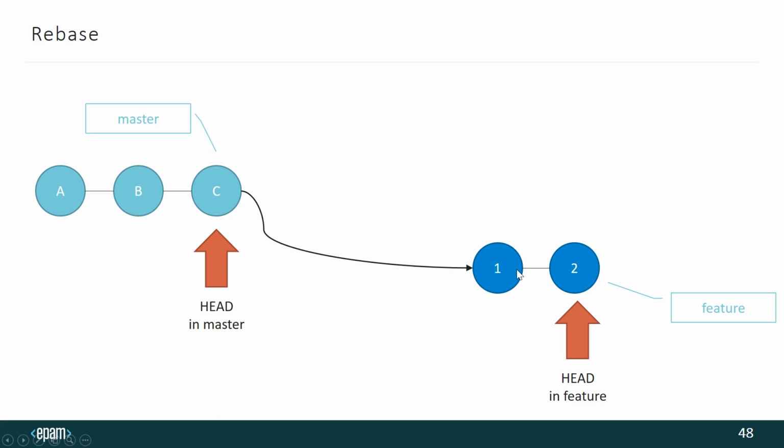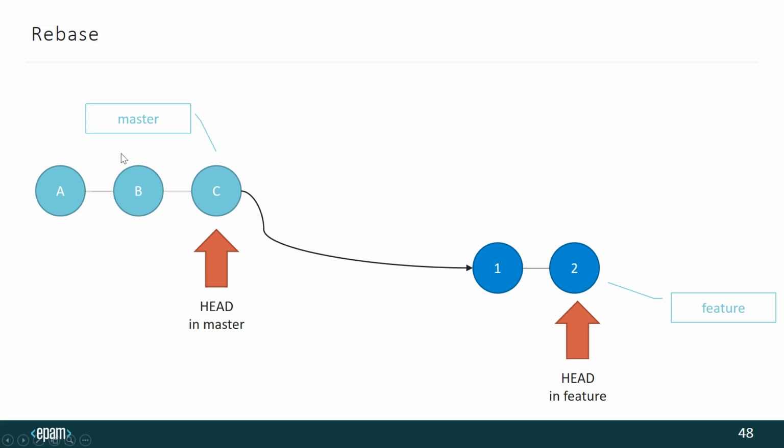The first option, the one we already looked at, is a merge. So we can perform either a fast-forward merge or a non-fast-forward merge, which results in creating a commit. But there is another interesting option, which is called Rebase. Let's take a look at it using the following example.